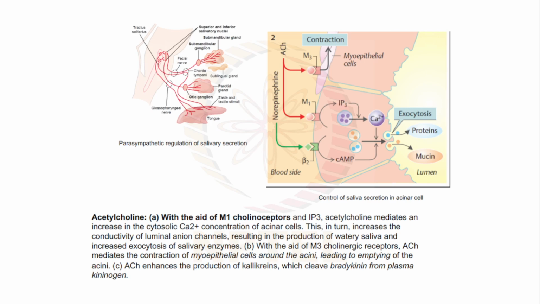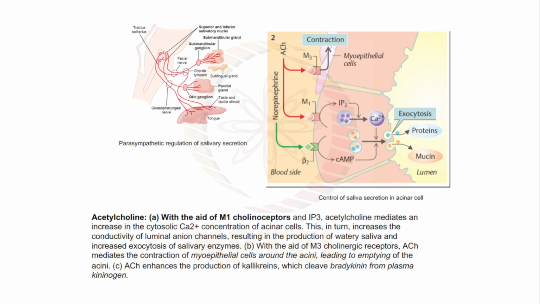And then the M3 receptor: with the aid of the M3 cholinergic receptor, acetylcholine mediates the contraction of myoepithelial cells around the acini, leading to the emptying of the acini. All the watery saliva stored inside them will be emptied into the lumen, and then it will pass through the excretory duct and later into the mouth.